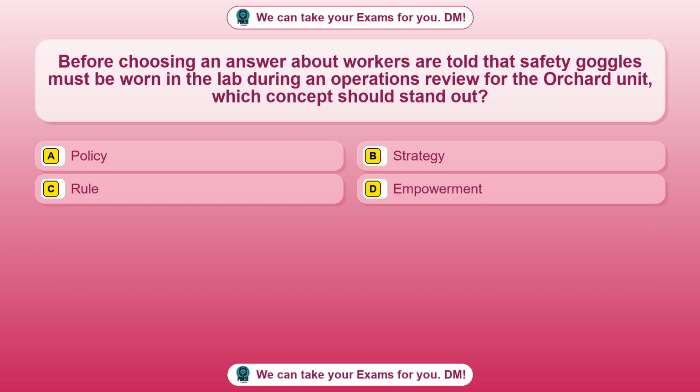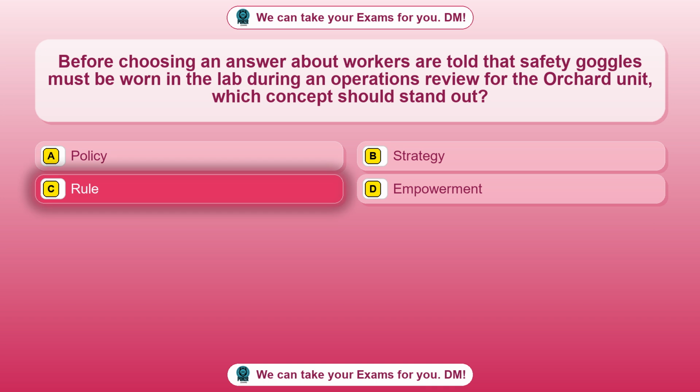Question 37. Before choosing an answer about workers are told that safety goggles must be worn in the lab during an operations review for the Orchard unit, which concept should stand out? Option A, policy. Option B, strategy. Option C, rule. Option D, empowerment. The correct answer is option C, rule.